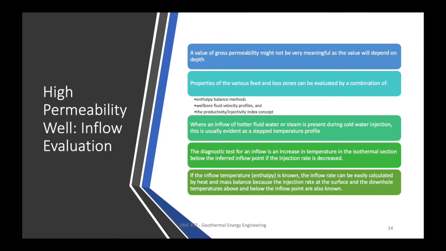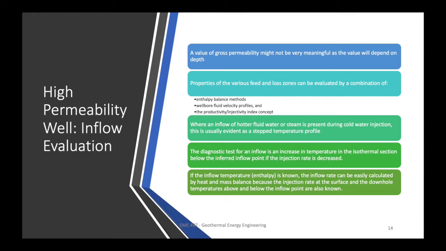Wells with high permeability are slightly different. A value of gross permeability might not be very meaningful, as the value will depend on depth. Properties of the various feed and loss zones can be evaluated by a combination of enthalpy balance methods, wellbore fluid velocity profiles, and the productivity/injectivity index concept. Where an inflow of hotter fluid, either water or steam, is present during cold water injection, there is usually evidence in the form of a stepped temperature profile.